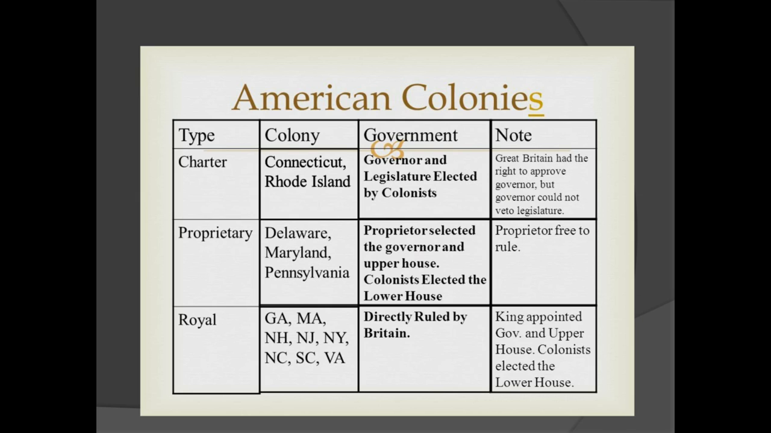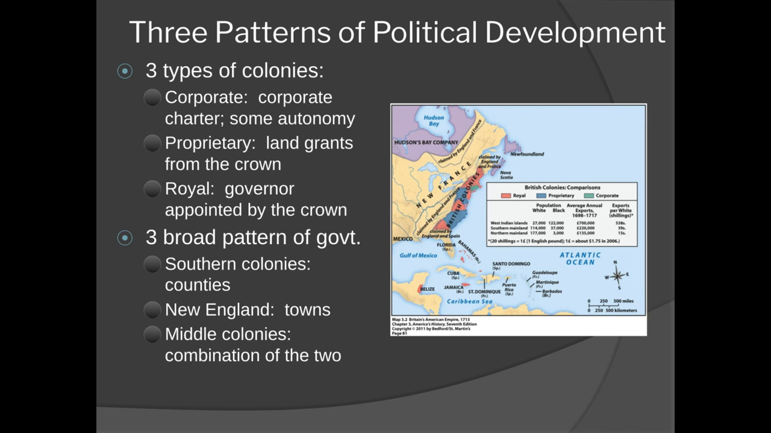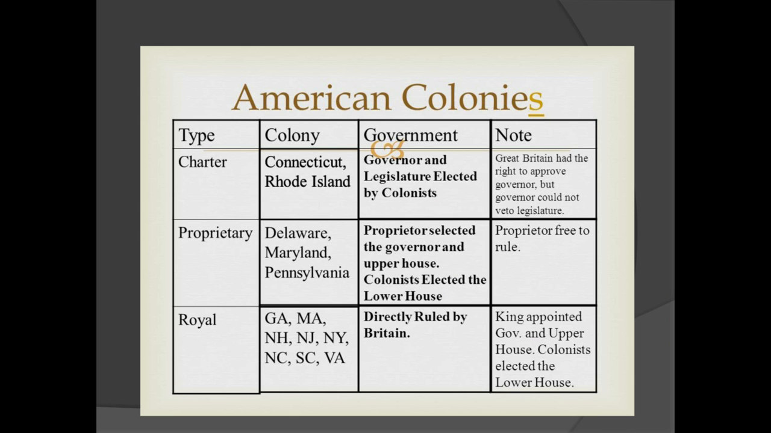So a lot of you, I know, were asking about the chart. This kind of just shows you who is what. There were 2 small green charter ones. It was very hard to see when we go back, but they are in there. You can see them there. So charter colonies are going to be Connecticut and Rhode Island. And then all it does there is it tells you what type of government. The governor and the legislature are elected by the colonists. And Great Britain had the right to approve the governor, but the governor could not veto legislation.